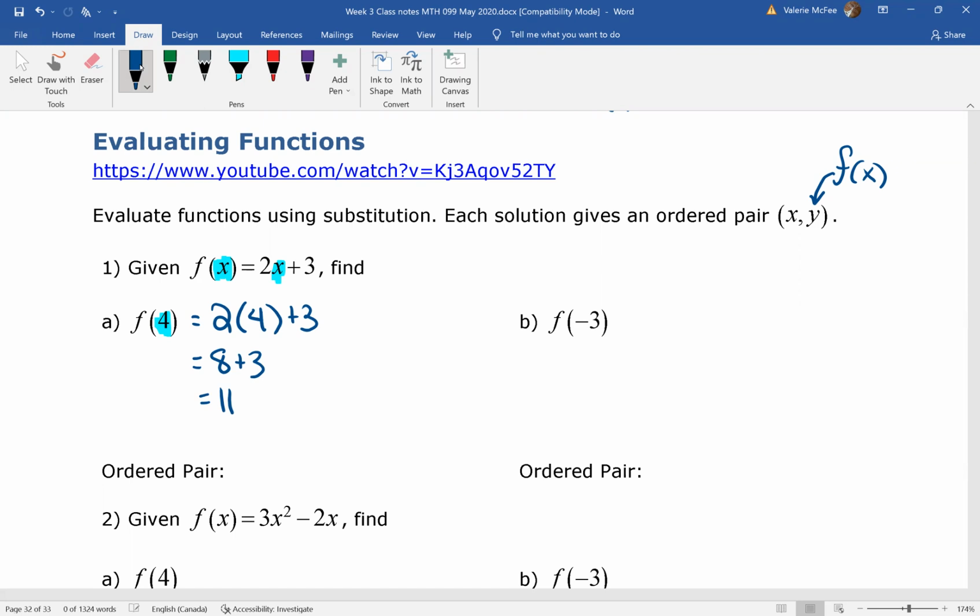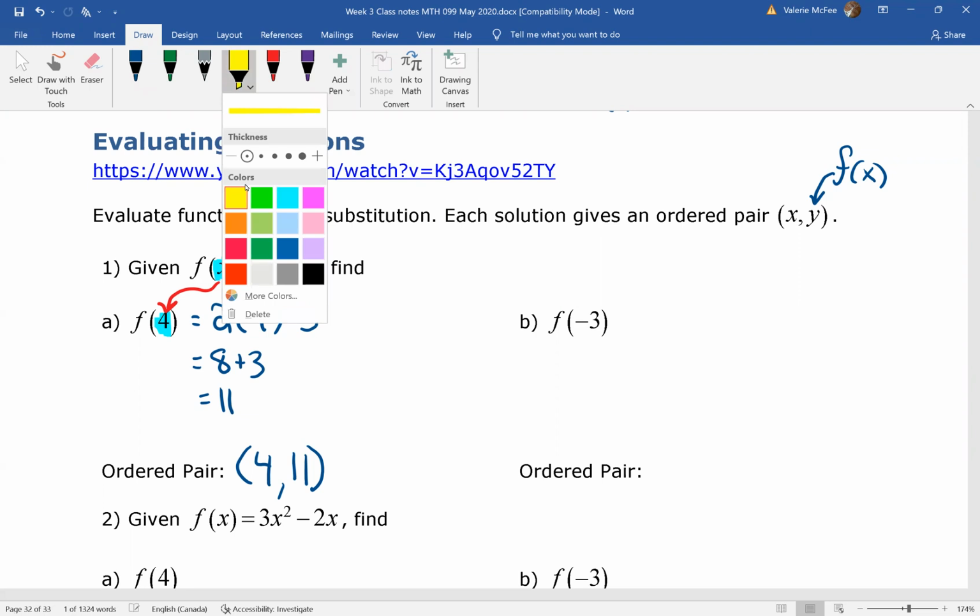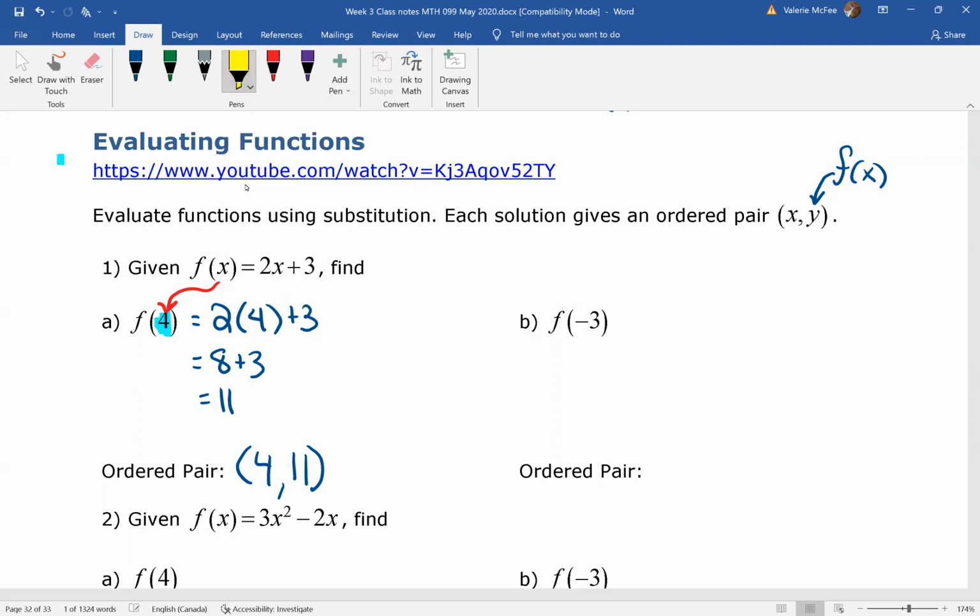This gives us an ordered pair for our graph. We were told that x is 4. The f of x, or y, is 11. Why don't you try to find the f of negative 3? Again, we changed x. X became negative 3, and so you needed to change this x as well.